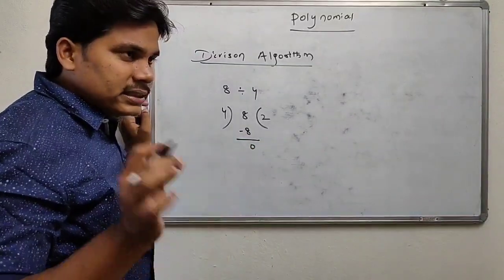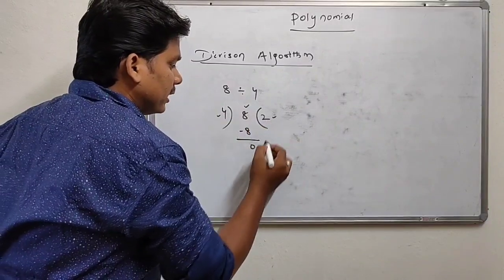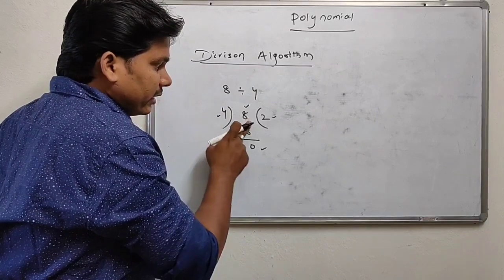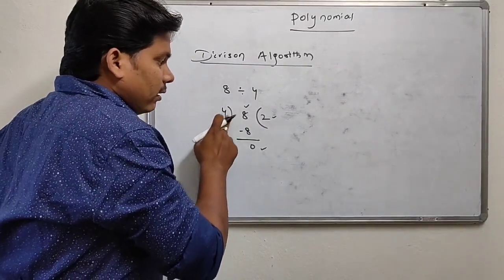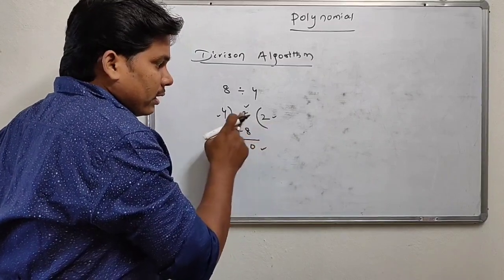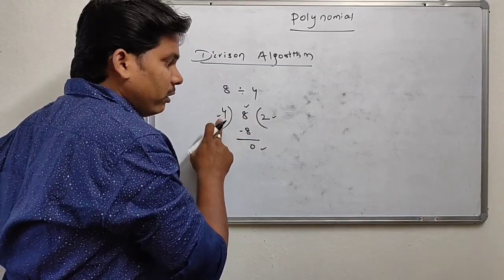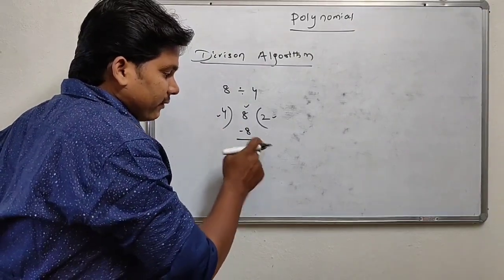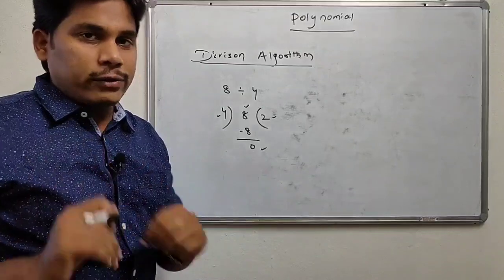What we did here: this is the dividend, this is the divisor, this is the quotient, and this is the remainder. When we divide, we take one of the factors of 8, as 8 is 4 into 2, and 8 is a multiple of 4. That's why when we multiply 4 with 2, we get 8, and the remainder is 0. This is all about division.